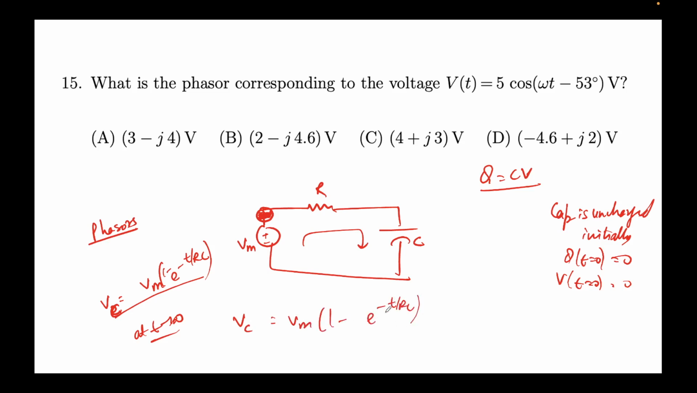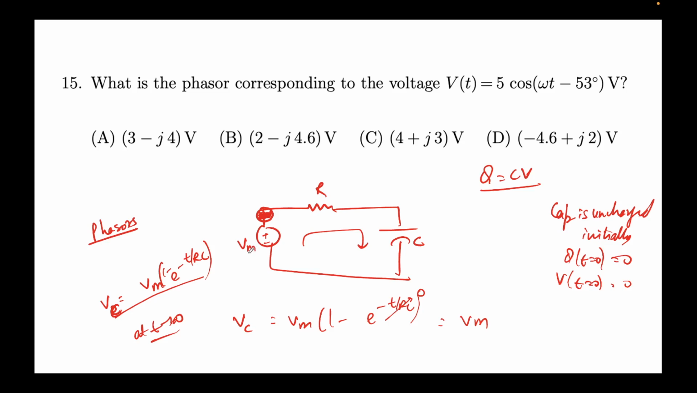When t tends to infinity, the exponential term vanishes and goes to 0, so Vc becomes Vm. So we can say that at infinite time the capacitor will get fully charged. By fully charged, we mean the voltage stored by the capacitor will be exactly equal to the source voltage we are charging this circuit with, that is Vm in this case.